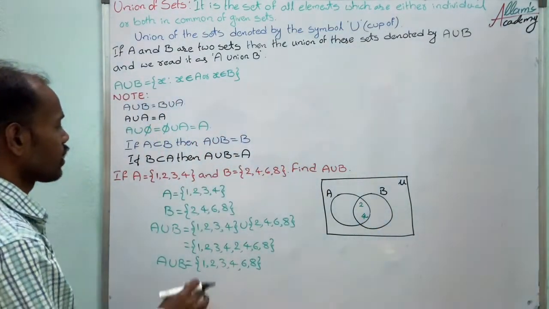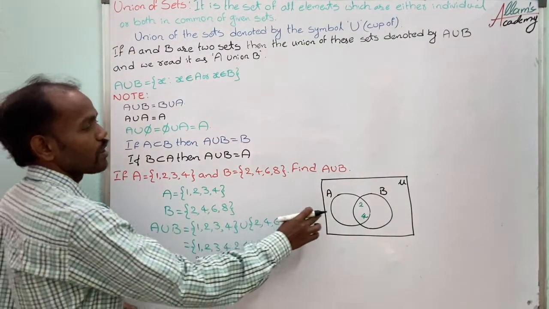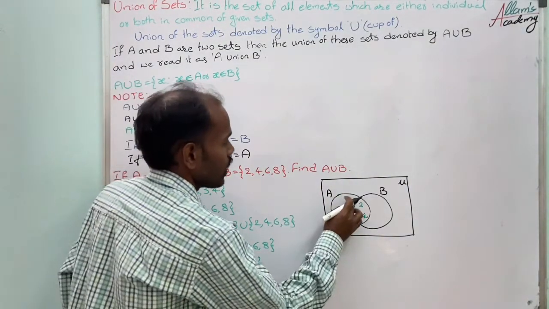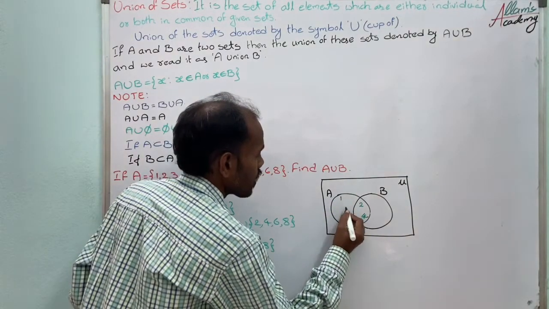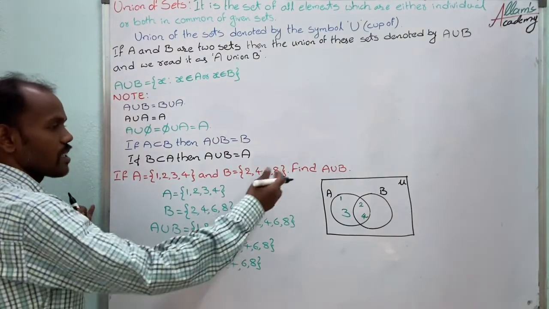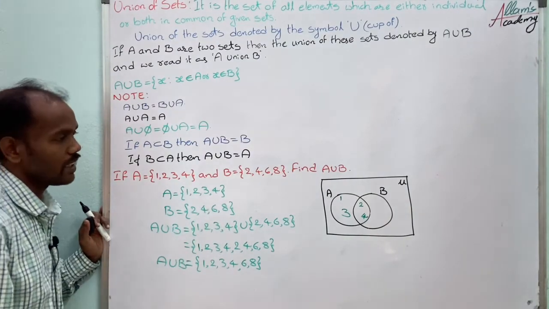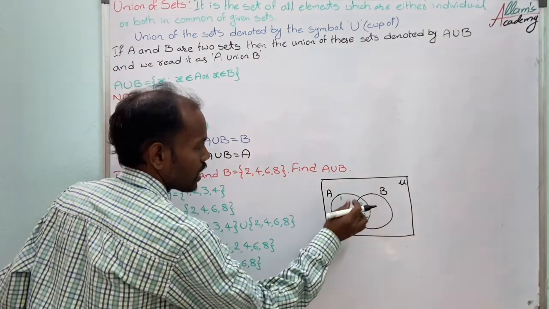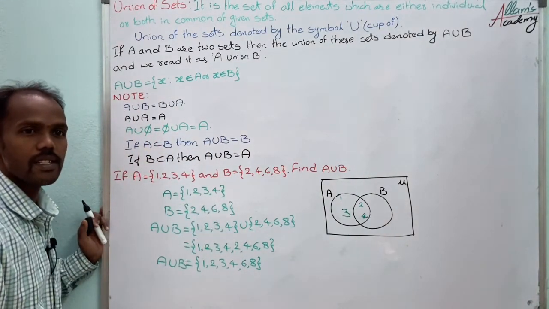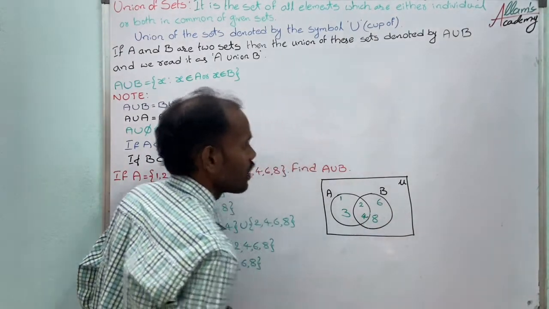Now the first set contained the elements 1, 2, 3, 4. So, with 2 and 4 already written in the common space, the remaining elements are 1 and 3. In the remaining space, in any one place, we write the elements 1 and 3. Now the second set B contained 2, 4, 6, 8. In the common space we have already written 2 and 4, so now the remaining elements are 6 and 8. So the elements 6 and 8 are presented in any one space.